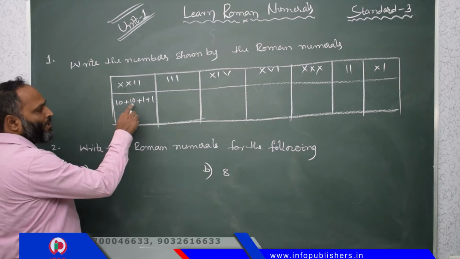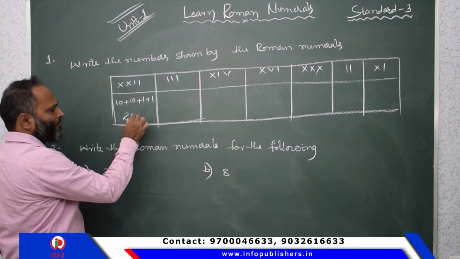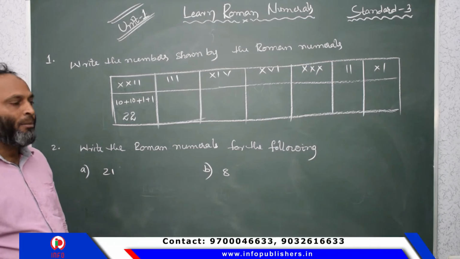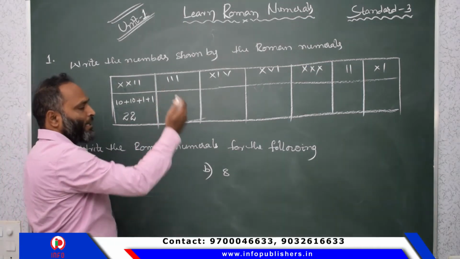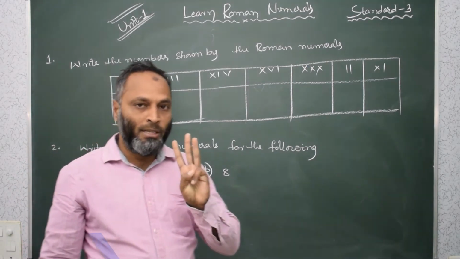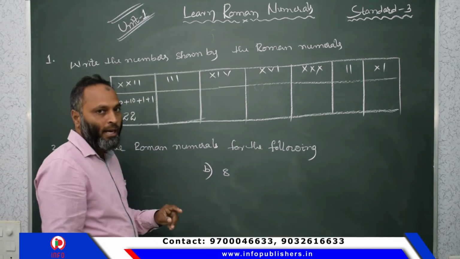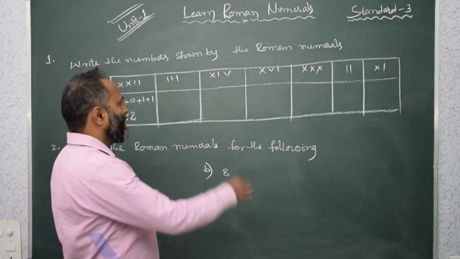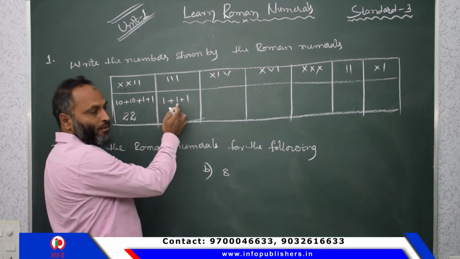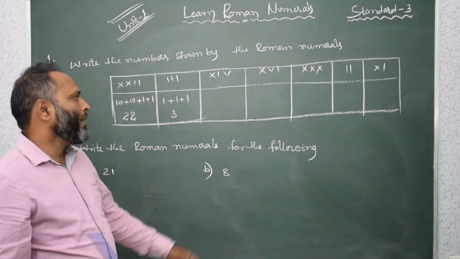Then 10 plus 10, 20, 20 plus 1, 21, 21 plus 1, 22. This is the 22 representation. Now here, what is there? I. This I is a Roman numeral. It repeats thrice. Whenever a Roman numeral repeats, we have to add, according to our first rule. Then 1 plus 1 plus 1. 1 plus 1, 2, 2 plus 1, 3. This is the 3 representation.